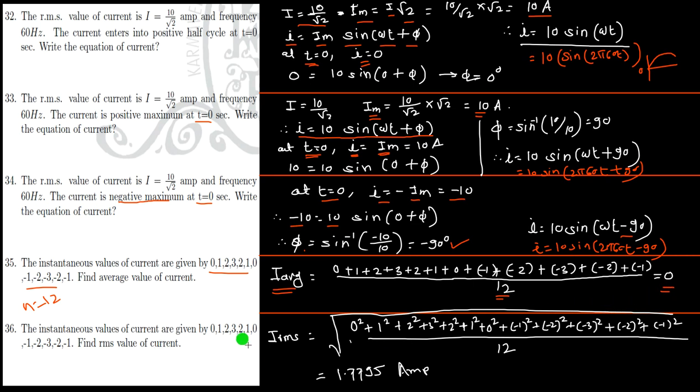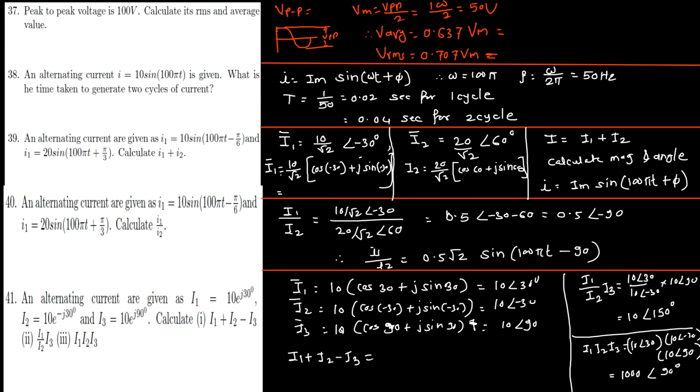To calculate the RMS, we have to take the root mean square. So first we have to square all these values. After taking the squares, take the summation of all that: 0² + 1² + 2² + 3² + 2² + 1² + 0² + (−1)² + (−2)² + (−3)² + (−2)² + (−1)². The square of a negative value is again positive. If you calculate this and take the root of that, it will give you 1.7795 ampere. By this way you can calculate the RMS value from the instantaneous values.